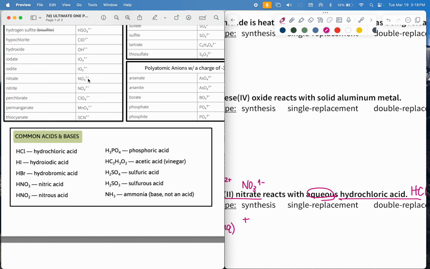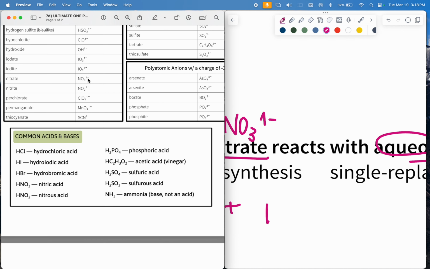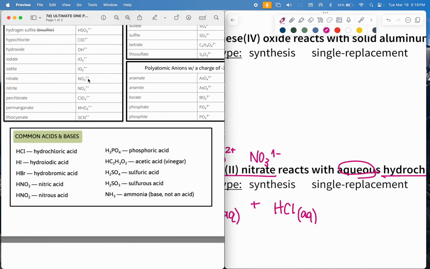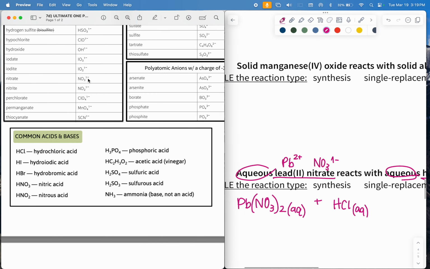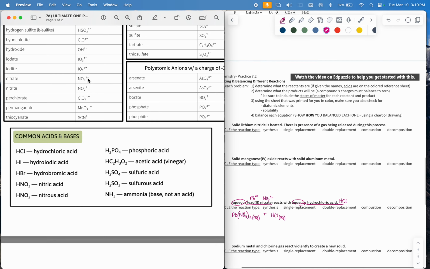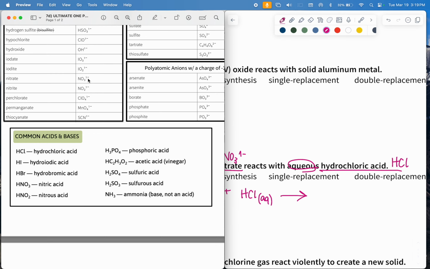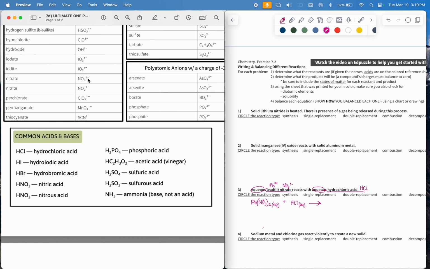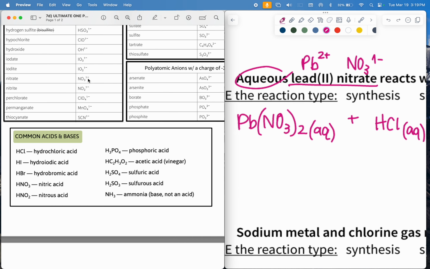And then this is reacting with aqueous hydrochloric acid, which is just HCl. And again, I'm adding that state of matter of AQ there. Okay. Now I have to figure out, what type of reaction is this? What is this going to be making? What's happening here? This is where your notes from yesterday are going to come in handy. You're going to need to use that.